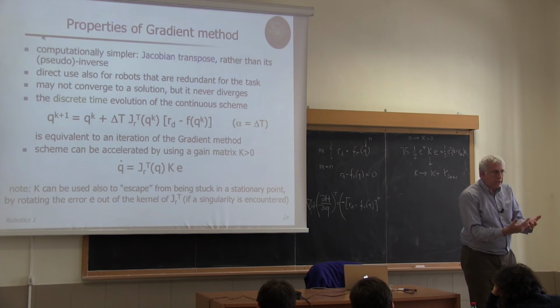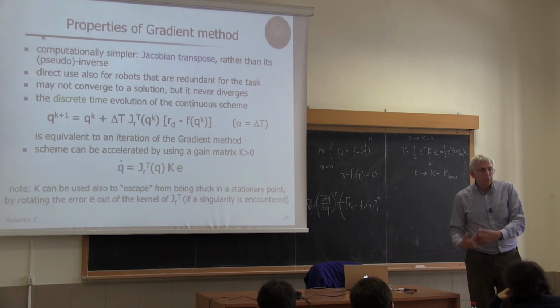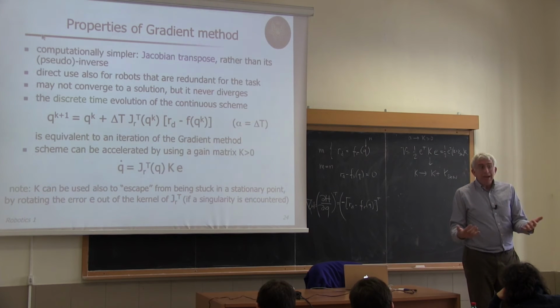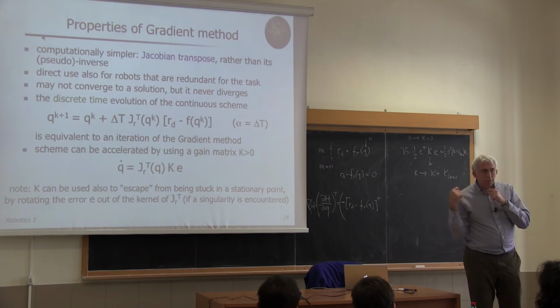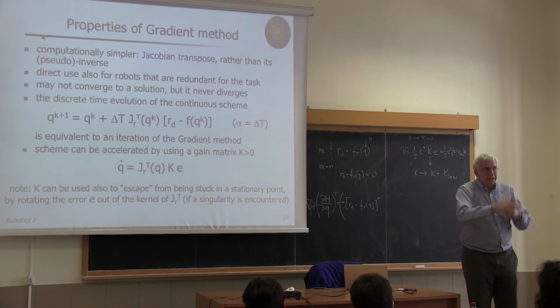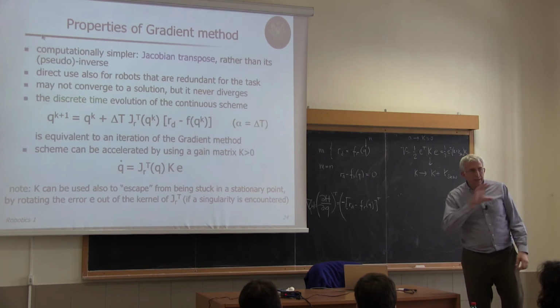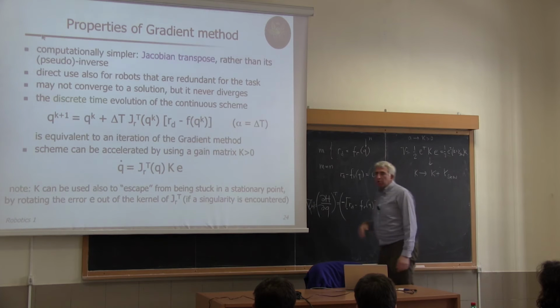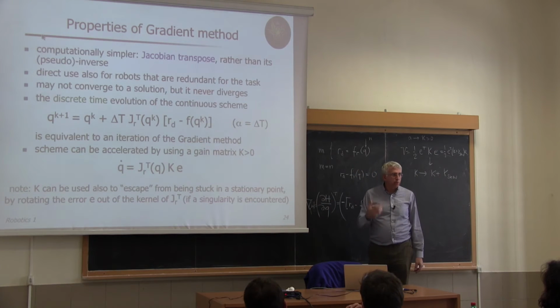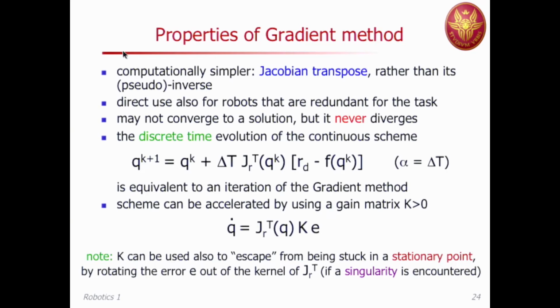If it restarts, it will move from the current Q to a new Q, and it's very likely that this new Q will not be in a singularity. Okay? So it's a very handy way of going through the singularity and restarting automatically. And all this can be included in a software code to make this method more robust and more efficient. Okay?